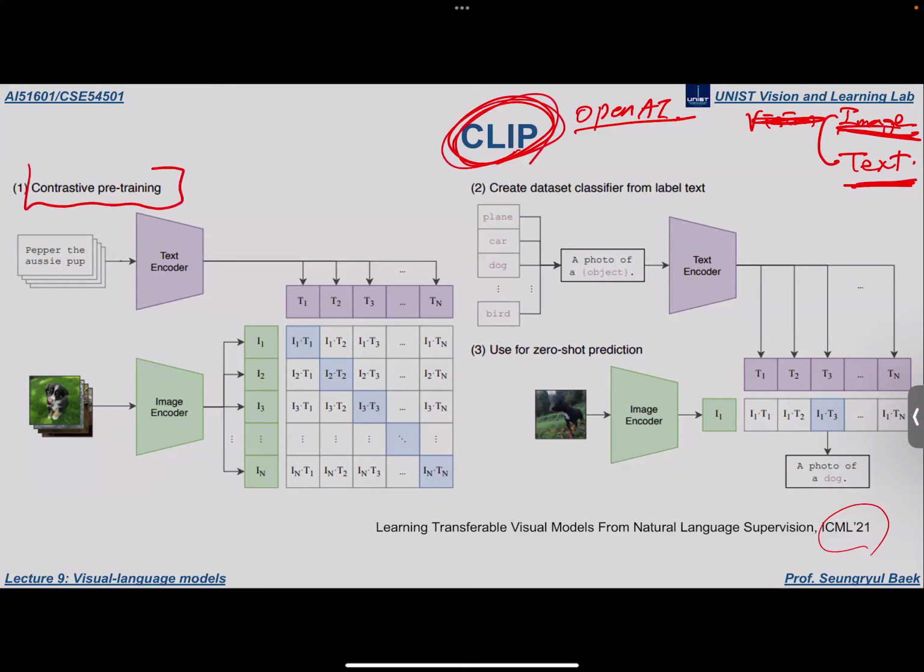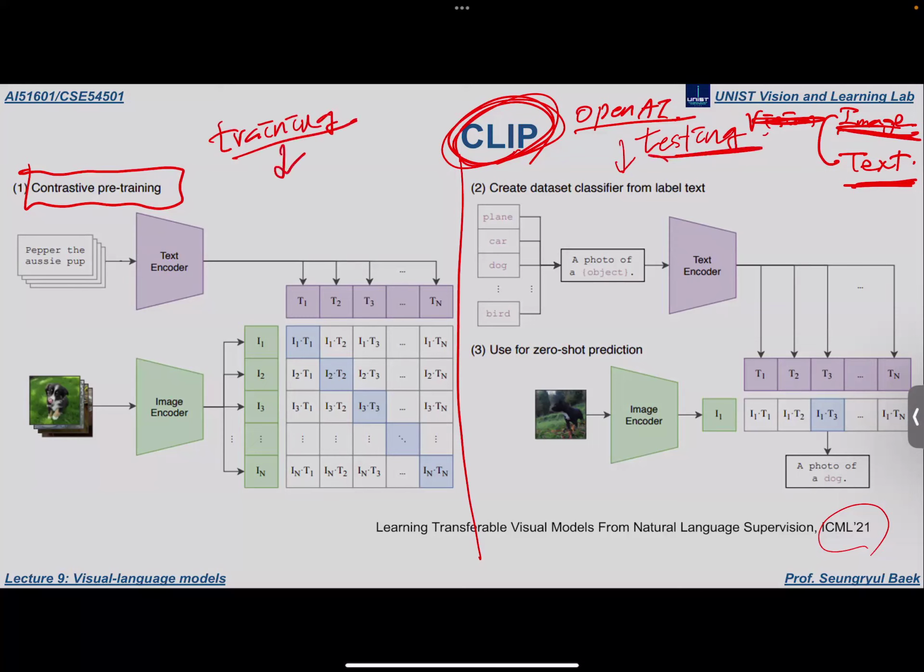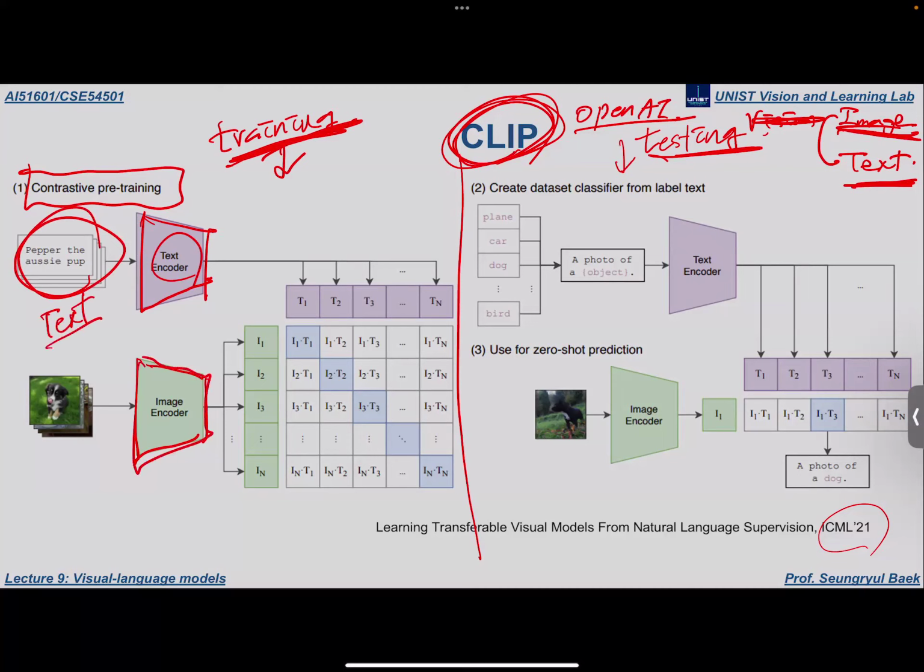So they do contrastive pre-training, and so this is the training, and this is the testing part, okay? So in their training, they have to involve two networks. First is the text encoder that encodes the text signal. And the second network is the image encoder that encodes the images. So they need these two networks, and both are trained during the training stage.